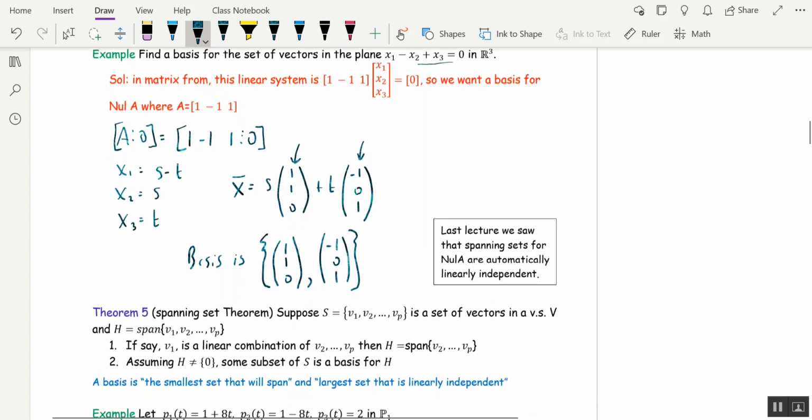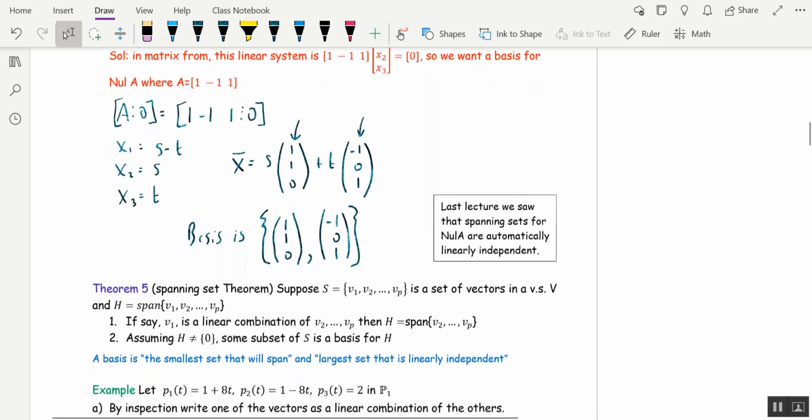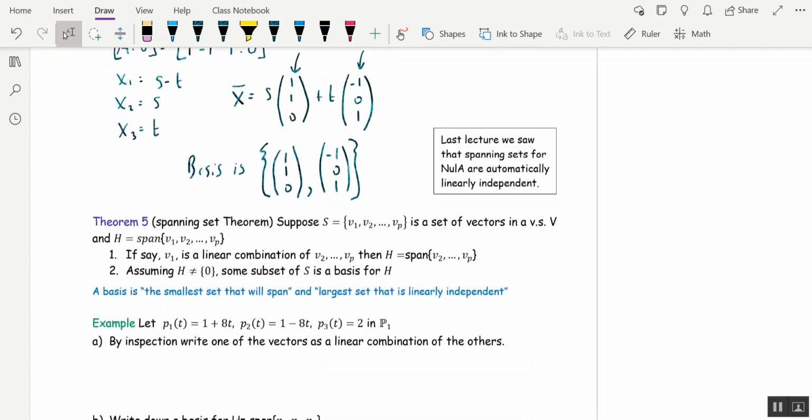Okay, let's look at theorem 5, the spanning set theorem. We've got a set of vectors in a vector space, and we're going to let H be the span of those vectors. Statement 1 says, if any one of those vectors, say V1, for instance, is a linear combination of the others, you can toss it out, and H is still going to be the span of the remaining vectors. And statement 2 says you can keep doing that, tossing out vectors, until you get a basis for H. So some subset of those vectors will form a basis for H.